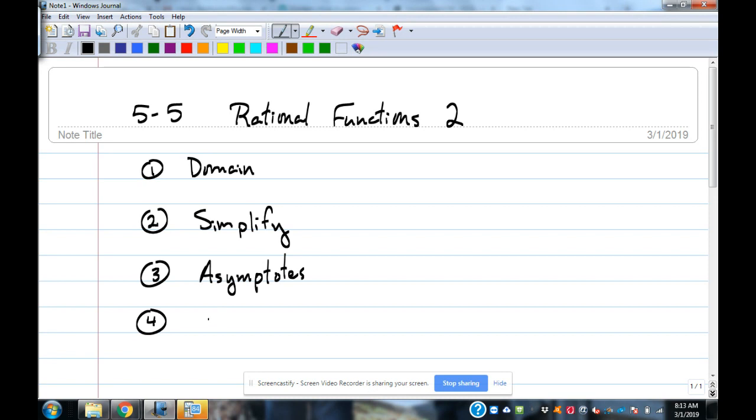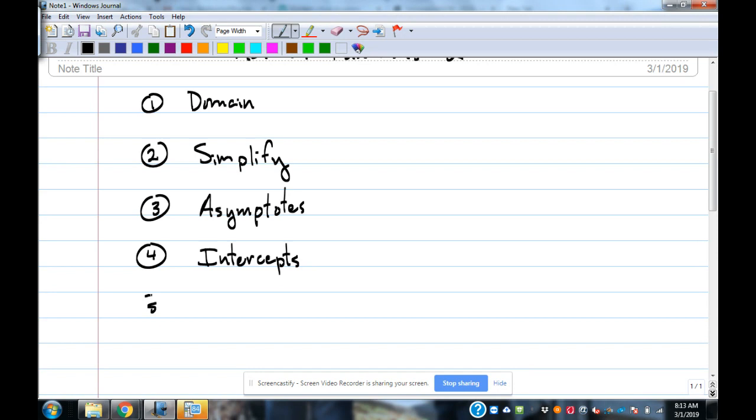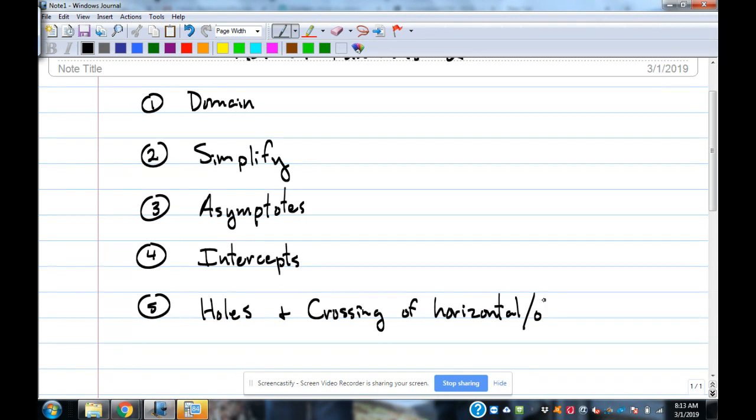The next thing that we're going to look at are intercepts. What kind of intercepts do we have? X and Y intercepts. Both of those are what we're going to look for in that rational function. And then the last thing are holes and crossings. Remember that we can cross horizontals and obliques, but we won't cross vertical asymptotes.